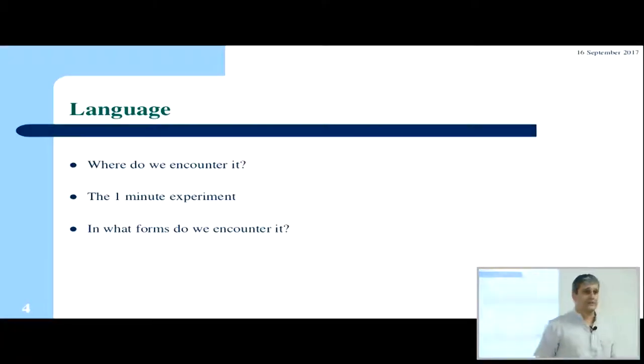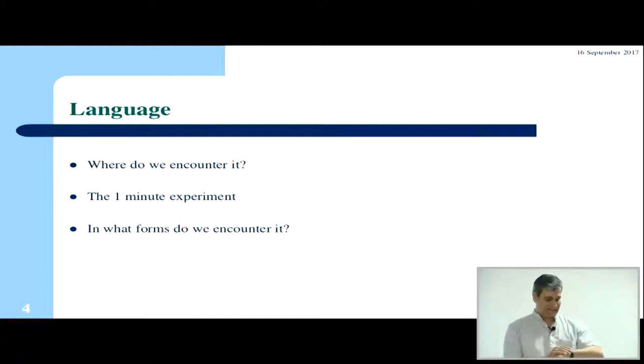So where do you encounter language? When you are talking to somebody, that person is speaking. So, using language, you get to hear it, you process it and so on. Okay. So, let's try this 1 minute experiment. I am going to watch the watch and for the next 1 minute, close your eyes and try thinking without language. Close your eyes. I don't want any other external influences on your brain. So just close your eyes and try to think without language. So without words, essentially.